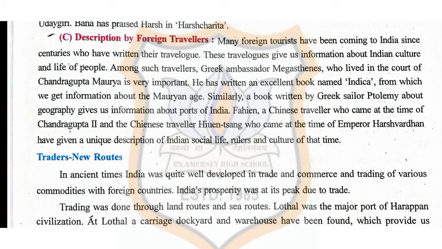Similarly, a book written by Greek sailor Ptolemy about geography gives us information about ports of India. Fahien, a Chinese traveler who came at the time of Chandragupta II, and the Chinese traveler Huensang, who came at the time of Emperor Harshvardhan, have given a unique description of Indian social life, rulers, and culture of that time.